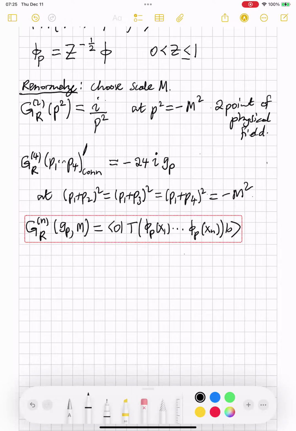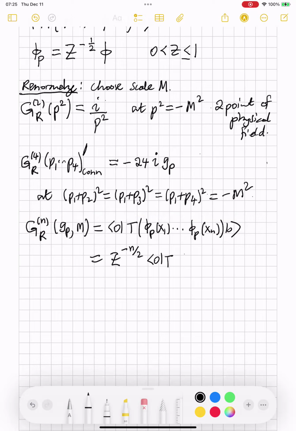So that's the renormalized correlation function. And this, of course, is also equal to Z to the minus n over 2 times the correlation function of the bare fields. Good.